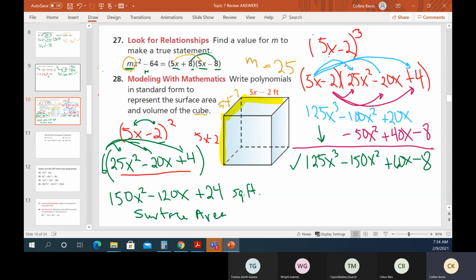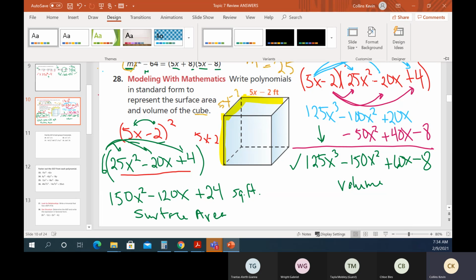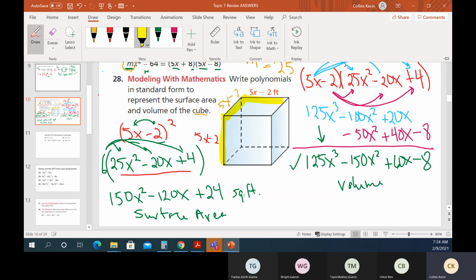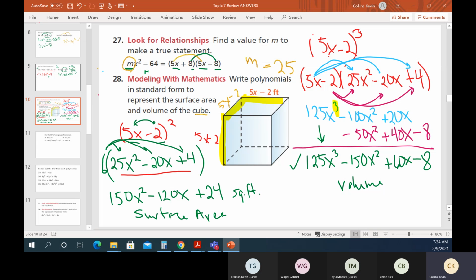Okay, so this one is the volume. Now notice in the volume, you have an x to the third, right? And that's because there's 3 dimensions to volume.